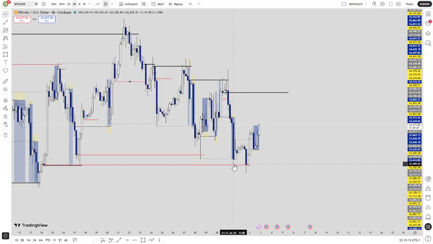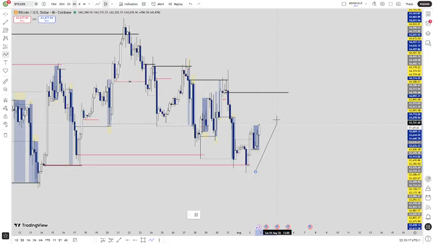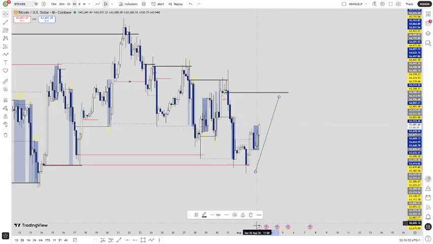You can see that price has taken out this external range liquidity. So where is the next draw on liquidity, my brother? The next draw on liquidity is the internal range. So price is coming back to this internal range liquidity here. And that's why I am looking for more buys, counter trade buys.